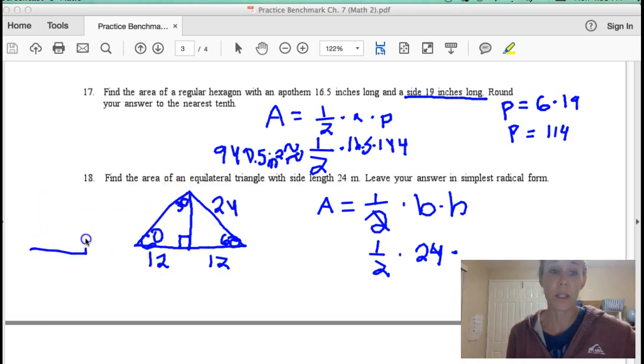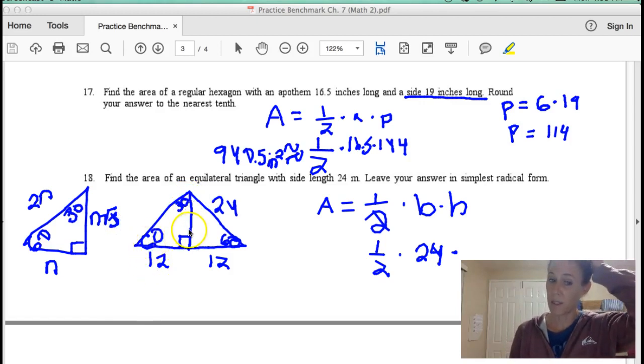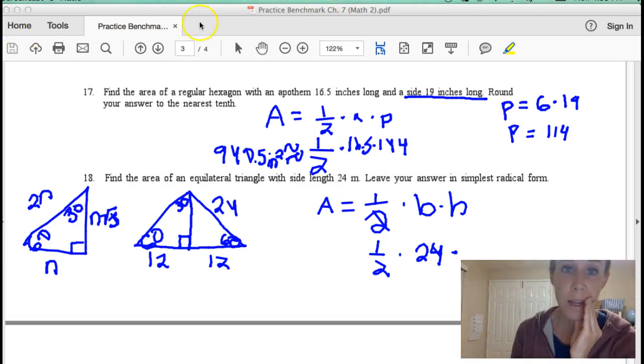And I know in a 30, 60, 90 triangle, opposite the 30, I'm going to try to draw this. This is a 60. It does not want to draw right now. This tool is awful. Opposite the 30 is the number. Opposite the 60 is the number times root 3. And opposite the 90 is 2 times the number. That's my ratio for my 30, 60, 90. So if opposite the 30 is 12, opposite the 60 is going to be the number times root 3. So opposite my 60, or the height that I need, is going to be 12 times root 3.